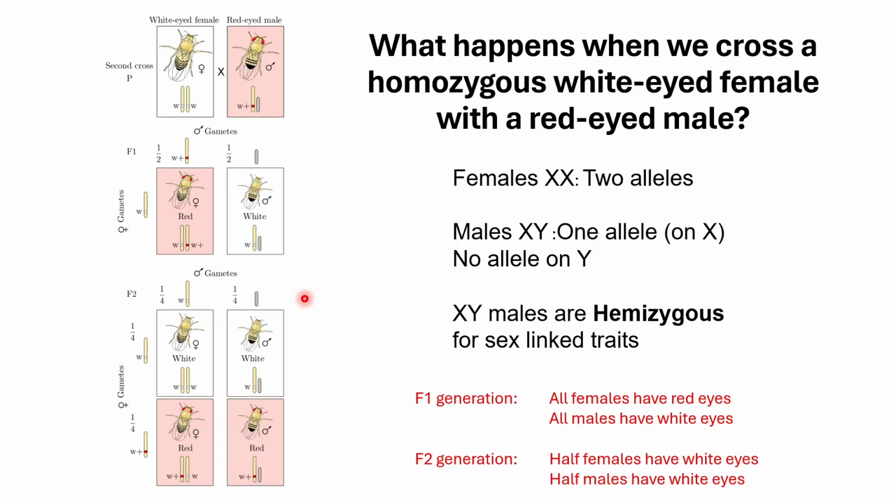They only have one X chromosome. So therefore, they can't be heterozygous. They cannot have two copies of a gene because they only have one opportunity. They only have one X. So therefore, inheritance is somewhat complicated.